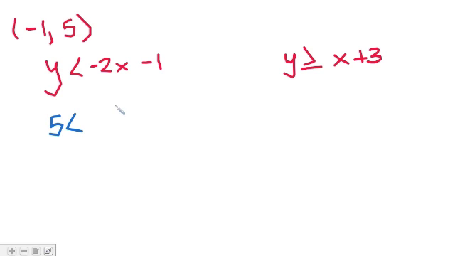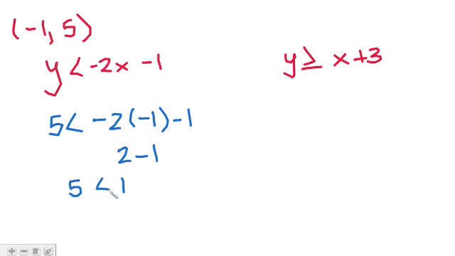So let's try this. We have -2 times -1 minus 1. -2 times -1 gives me a +2. 2 take away 1 is going to give me 1. Is 5 less than 1? No. Now I could stop here, because once one of them becomes no, then automatically that's not a solution and you don't need to move on further. So we're going to go ahead and leave it there. You could automatically just say (-1, 5) is not a solution.